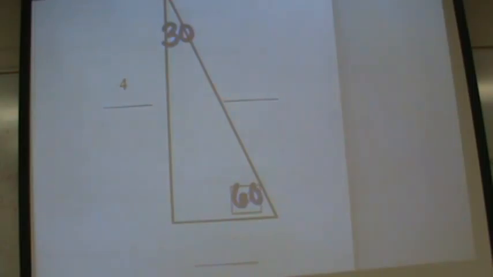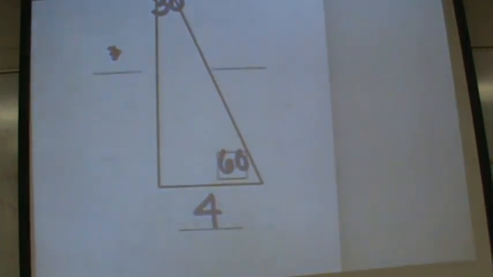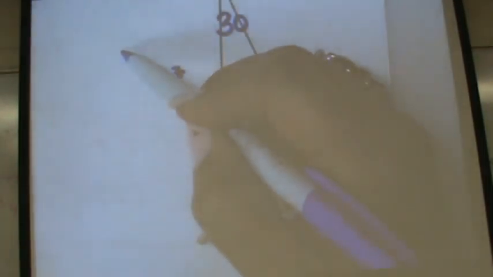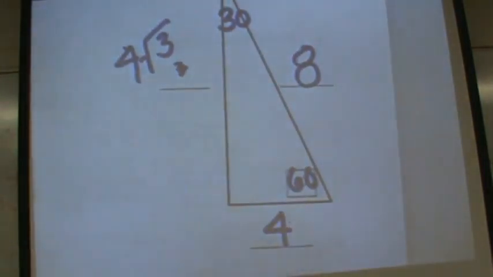So the shorter leg would be 4. Let's make the smaller leg 4. How do you find the hypotenuse? Multiply by 2. Yep, so it's 8. And then how do you find the bigger leg? It'd be 4 root 3.